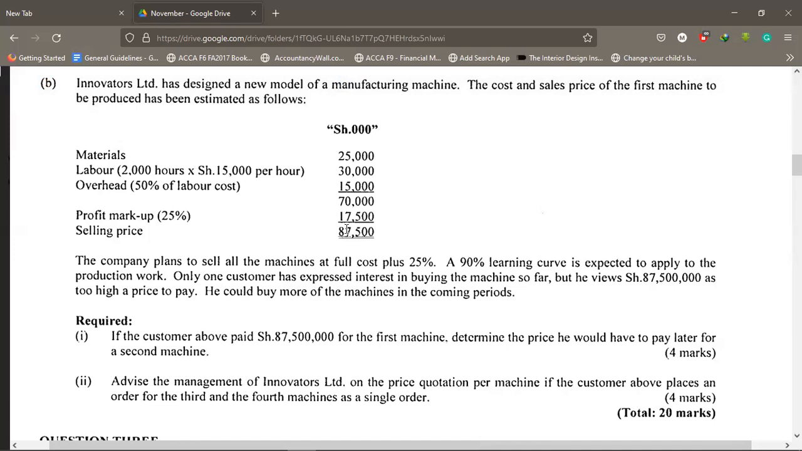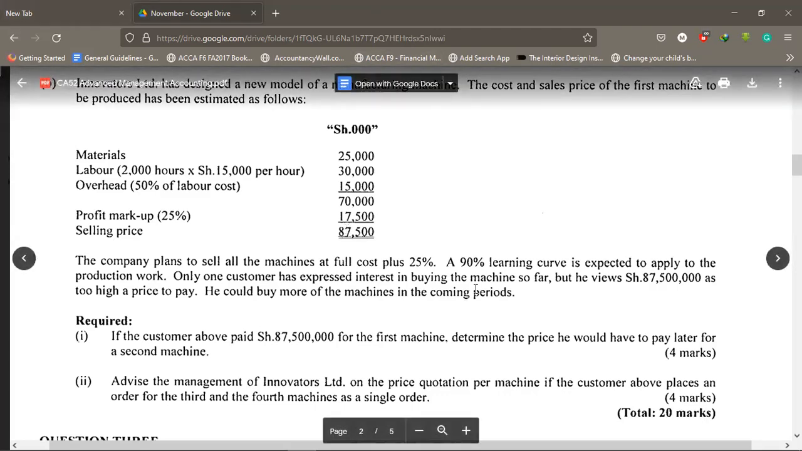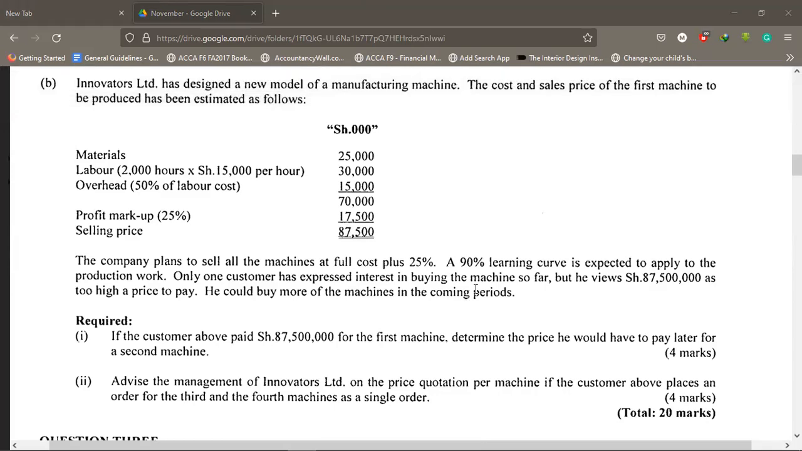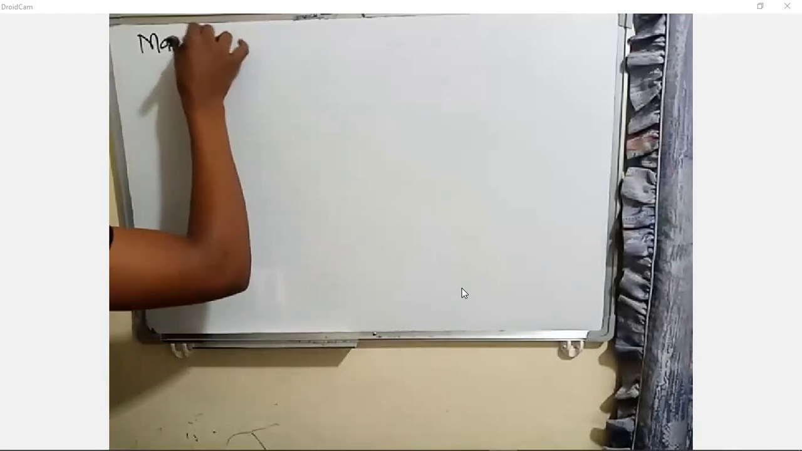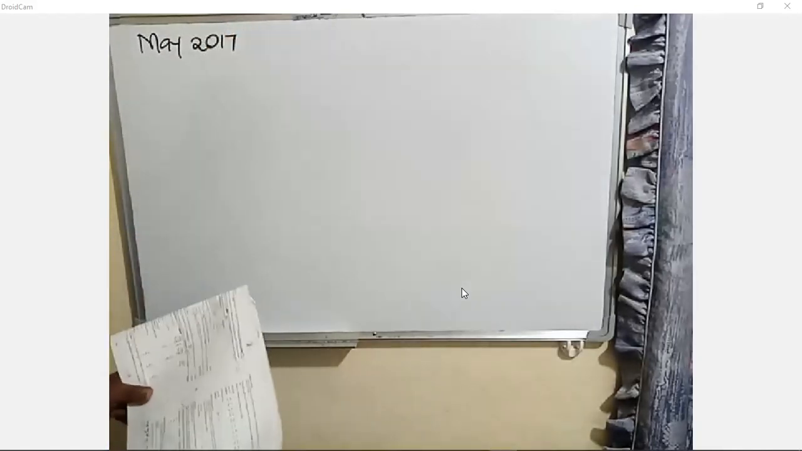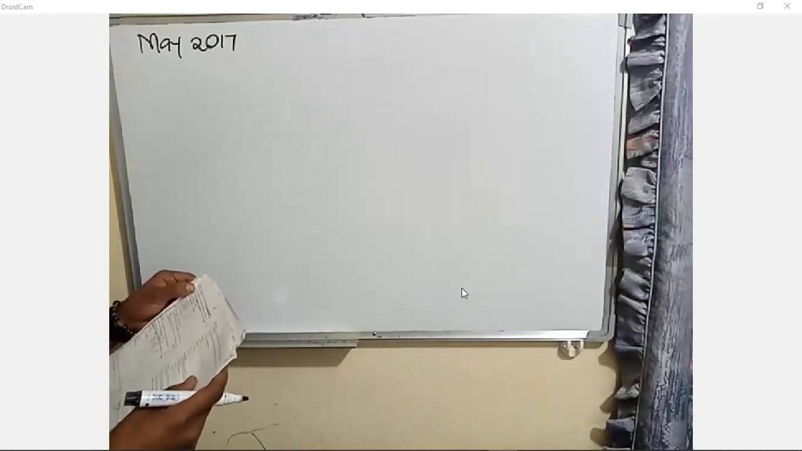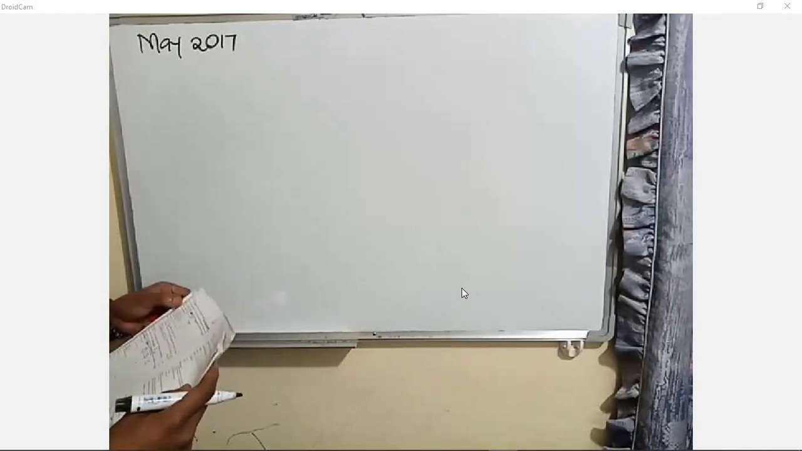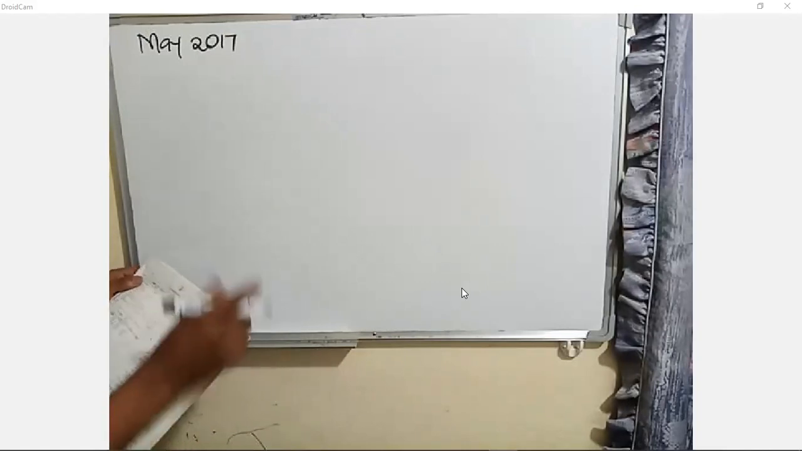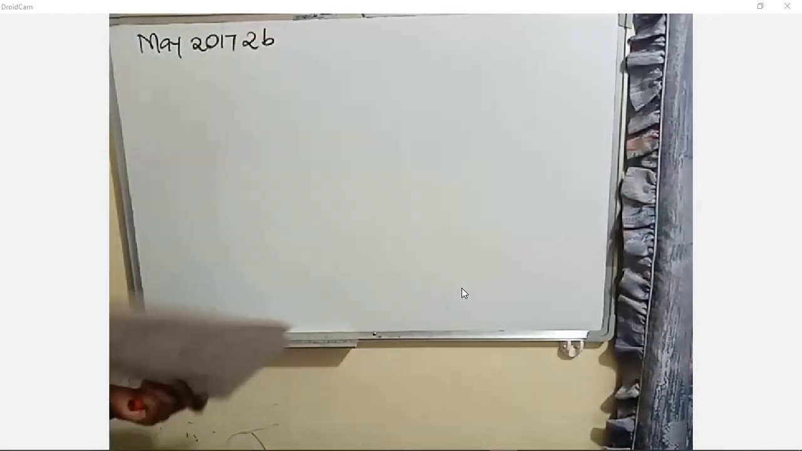So the problems that I'm going to be giving you are here. Looking at some few questions which are remaining in the learning curve, we have a question on May 2017, question number 2. Question 2A is on environmental management accounting, so I need you to be attentive to that handout I gave out. Then question 2B.